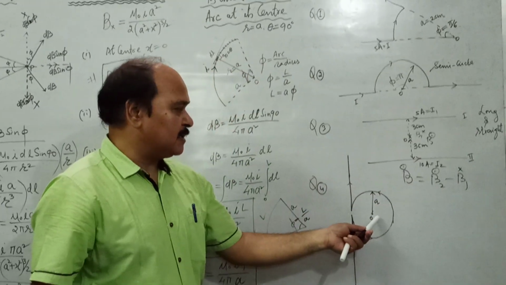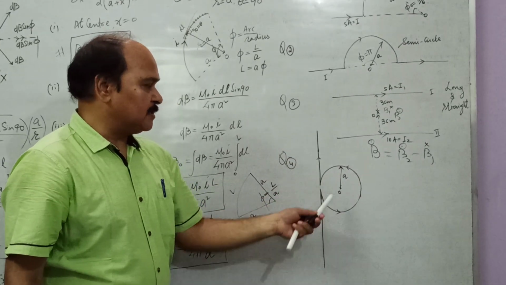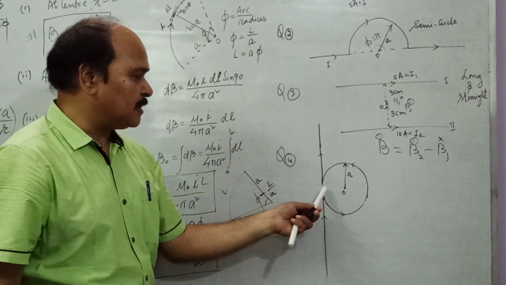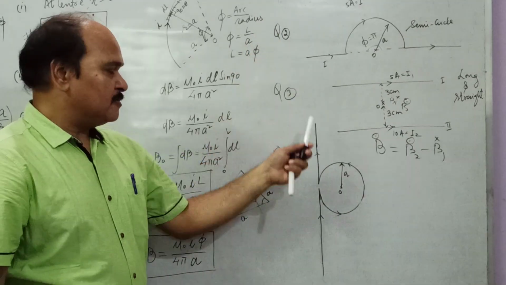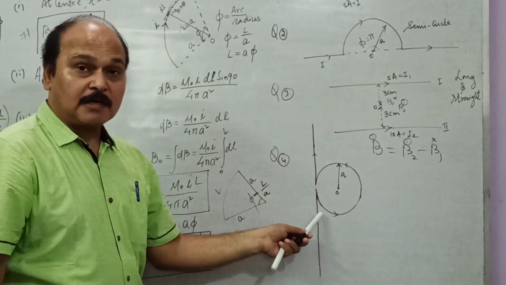Now find out the magnetic field in this case. This is the straight wire which takes a turn. There is a small cut. It takes a turn, makes a circle, and then it moves straight. So magnetic field at point O is the magnetic field because of this long straight wire and because of this circle.